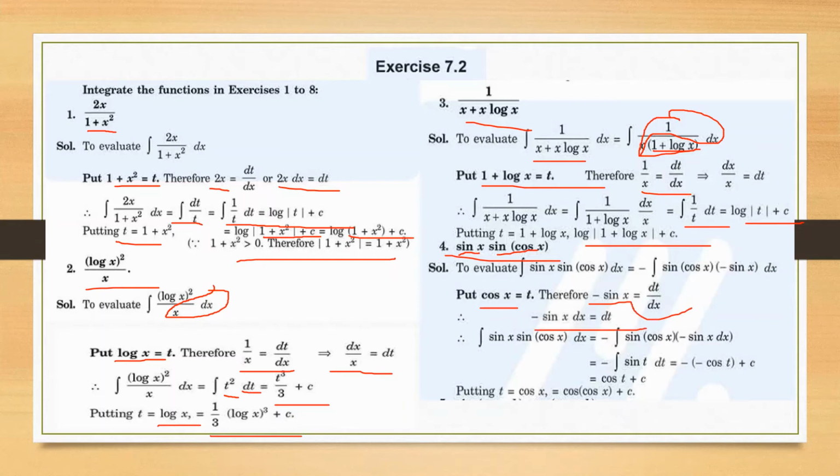But what does it become? It becomes your minus. So substituting cos x, it becomes sin t, and this sin x dx will make the pair here, and it will become minus dt. So it becomes minus sin t dt. What is the integral of sin t? It is minus cos. So minus cos is cos t plus c, and it is cos of cos x plus c.